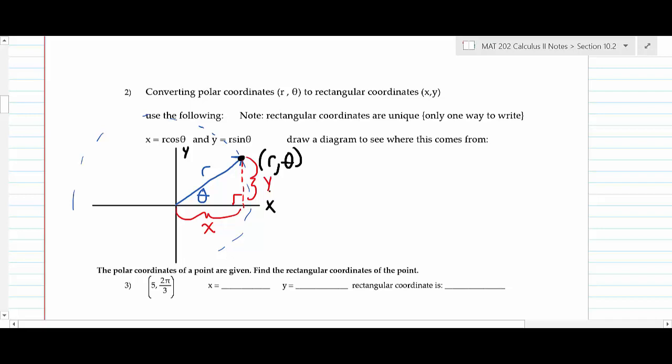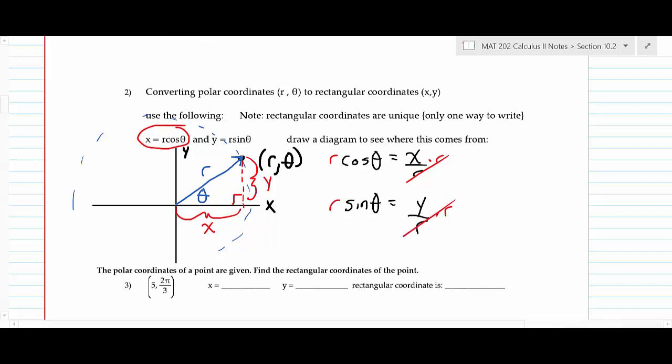So in polar coordinates, the reason we teach this in trig is because it has a lot to do with trig. First of all, what you get is the cosine of theta. We know that's x over r, right? Then if you multiply both sides by r, you get this substitution: x is equal to r cosine theta. And if you do sine of theta, we know that's y over r. So if we multiply both sides by r, we get y is equal to r sine theta.